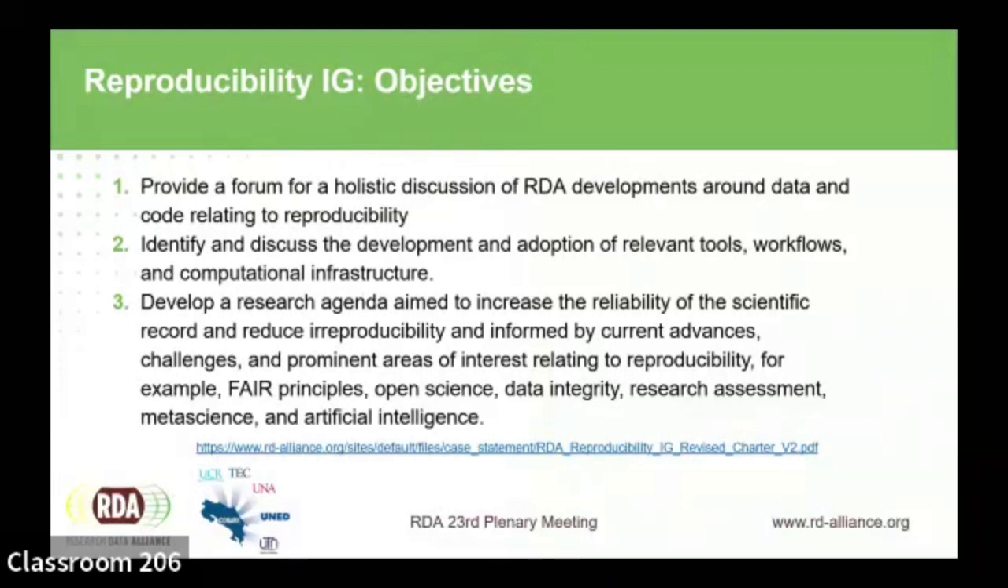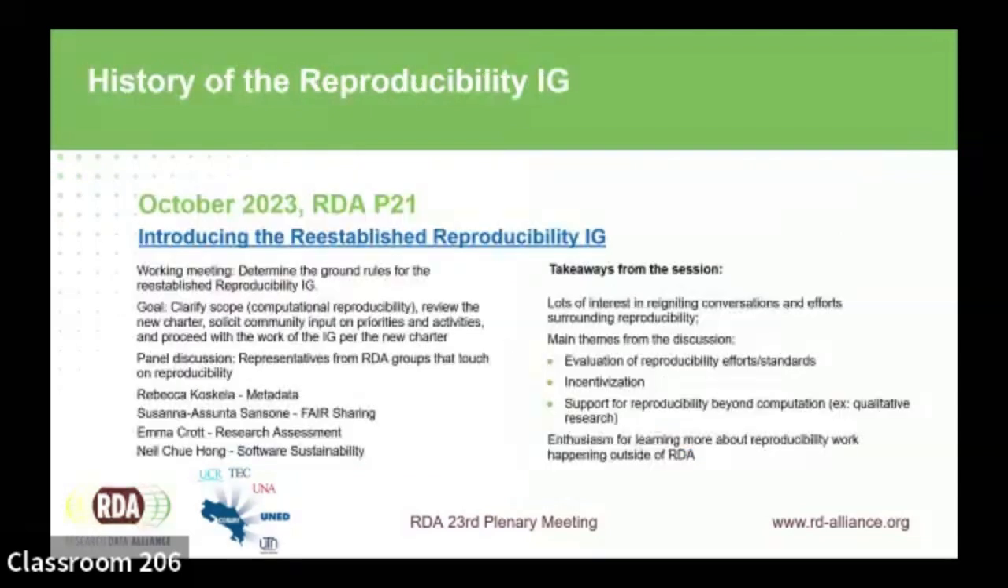So the objectives of this interest group would be a forum to discuss RDA developments around data and code relating to reproducibility, to discuss development and adoption of tools, workflows, and computational infrastructure, to develop an agenda to increase the reliability of the scientific record and reduce irreproducibility. This group is informed by FAIR principles: findable, accessible, interoperable, and reusable; open science, data integrity, artificial intelligence, for example. Next slide, please. Oh, no, that's it. I'll pass on to the next presenter. Thank you very much.